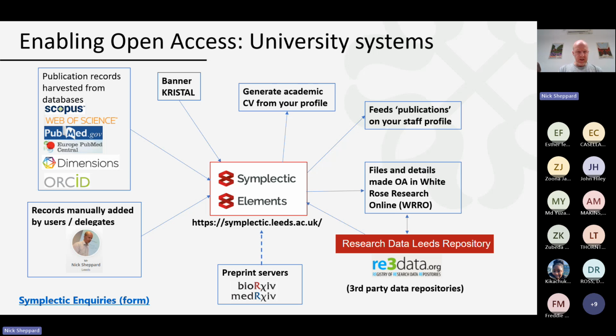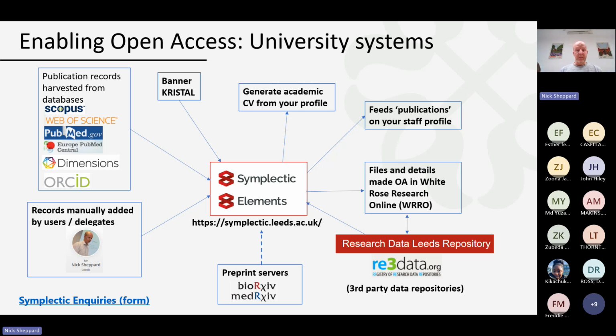It's also fed by data from Banner and Chrystal. There's a lot of work going on around these infrastructures as well, so we're potentially getting a new funding system. But in essence, everything should and will eventually be in this system, and it's all linked together. And it also feeds out publications onto your staff profile, and there's work going on around that as well. And you upload your files, and all the metadata, etc., goes through to the White Rose Research Online repository.